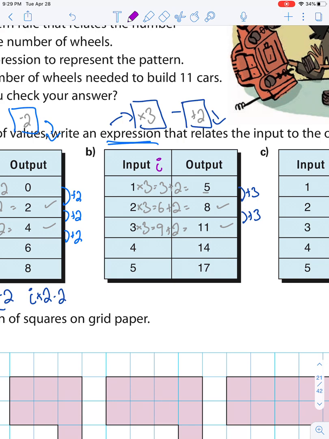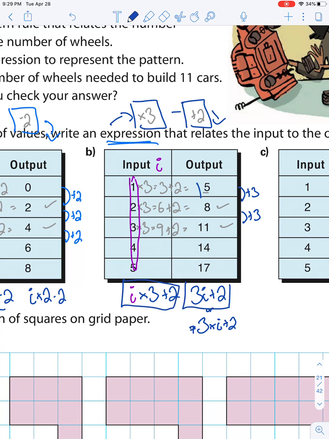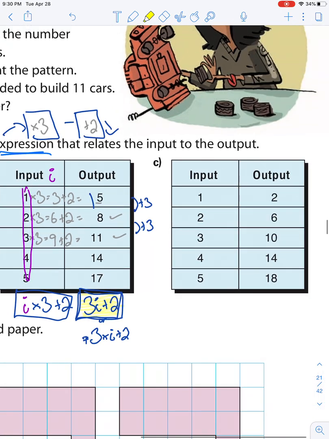So now I'm going to start with my variable, which is here. So when I'm doing input times by 3, adding 2, I get my output. So another way we could write this would be 3i plus 2, or we could write it as 3 times I plus 2. All of these 3 options are the exact same, but this one here is our favorite. This is what it's usually going to look like.